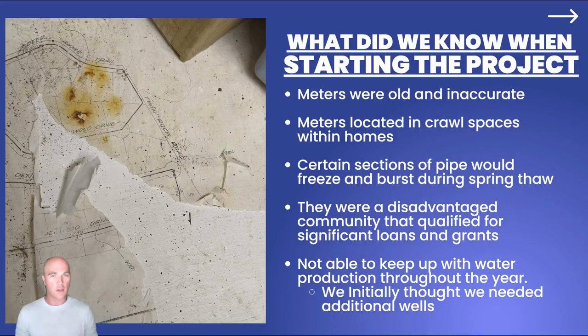But a big thing we knew is that they had old meters that hadn't been updated. A lot of them were in the crawl spaces, in the lots, in the homes, meaning that the district was liable for everything in people's front yards. That's not something you would want to do. We knew that certain sections of the pipe would freeze during the winter, and then they would thaw during the spring. We also knew that there was a very good chance that this community would be considered disadvantaged given the proper help, and that would get them to qualify for significant loans and grants.